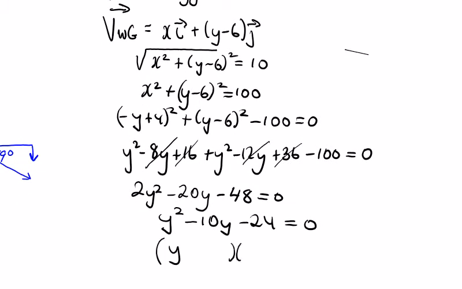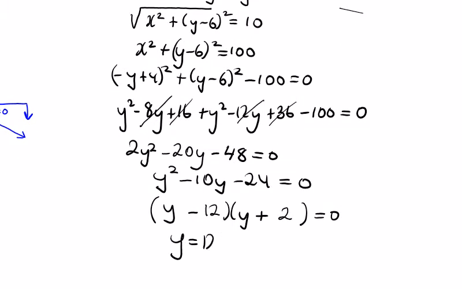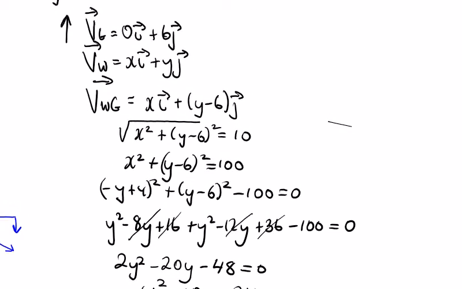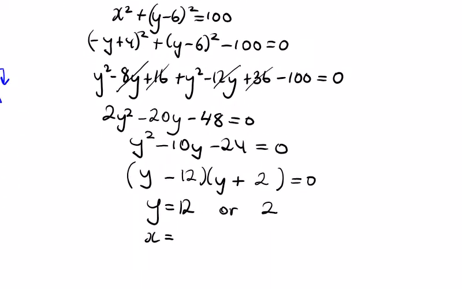So that factorizes. 6 and a 4 give me 10. 6 and a 4. No, 12 and 2 in this case because I can't have two negatives. It's going to be a 12 and a 2. And I'm going to have minus 12y plus 2y. So in this case, y is equal to 12 or 2, which would leave x being, what was x? X was minus y plus 4, minus 12 plus 4 or minus 2 plus 4. So x is going to be minus 8 or 2.